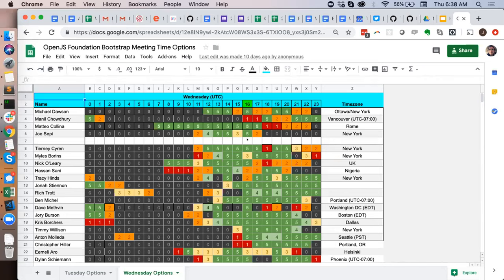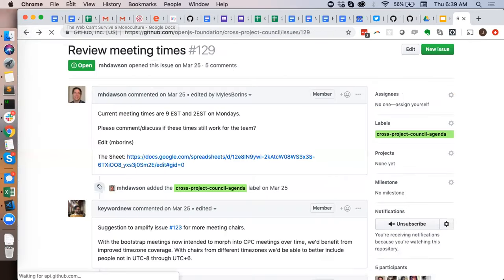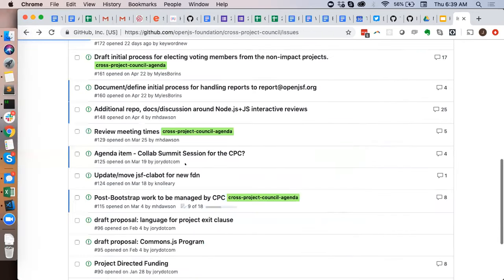Okay, so we'll stick with what we have, but I think we should definitely shoot to address this promptly on Monday. Okay, I think that might get us through all of the agenda items. In which case we can, actually let me double check that.